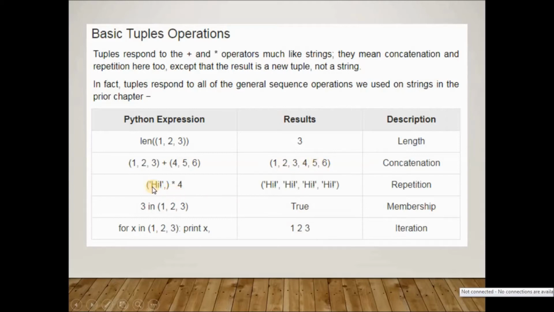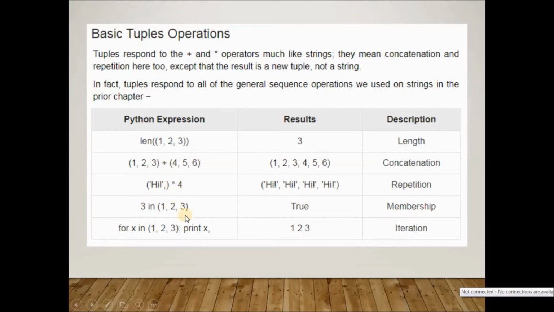After that, see, this is one string inside a tuple. 'Hi' inside single quotes means this is a string. Asterisk 4 means 4 times this 'Hi' will come. 1, 2, 3, 4, 4 times this 'Hi' has come. So this is the use of the asterisk symbol and this is the use of the plus symbol.